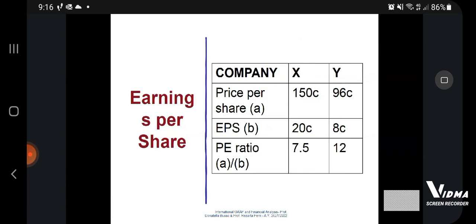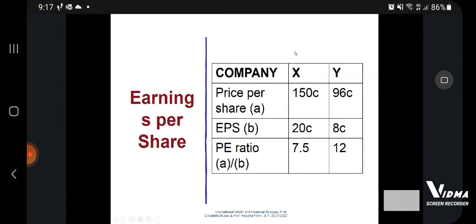It's an example that is also in the textbook, as you can see. We have two companies, X and Y. First company has a price per share of 150 cents, and the second company's price per share is 96 cents. Actually, if we don't have earnings per share and the P/E ratio in the last two rows, we cannot actually compare X and Y.